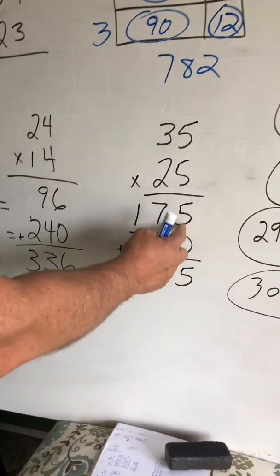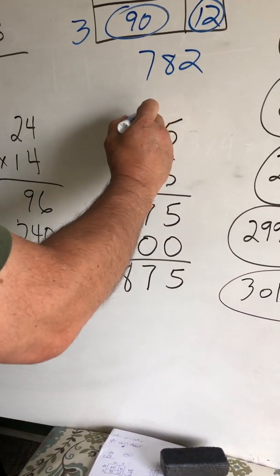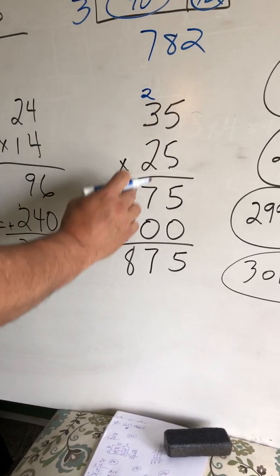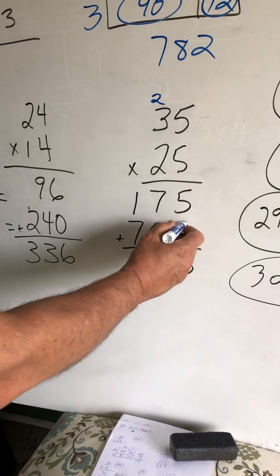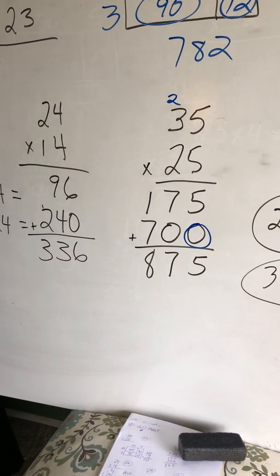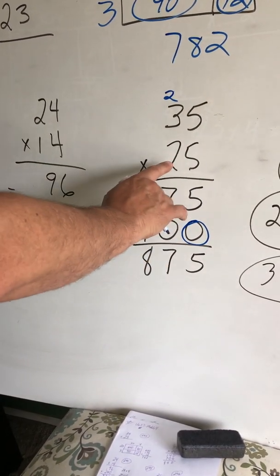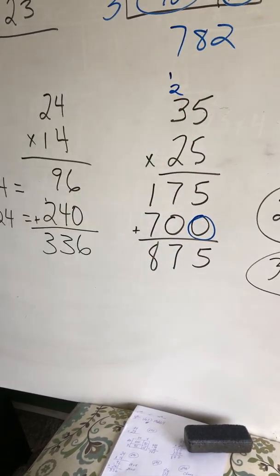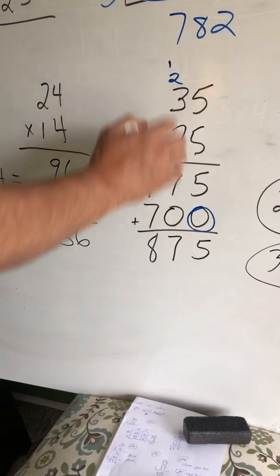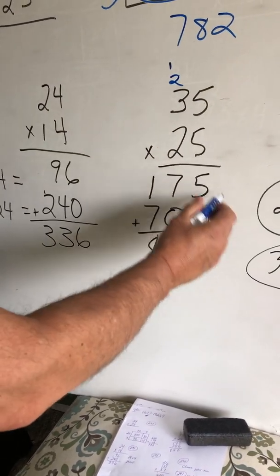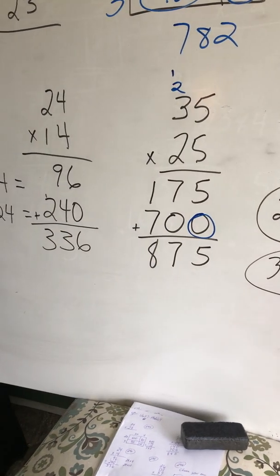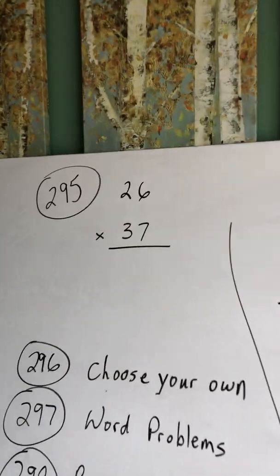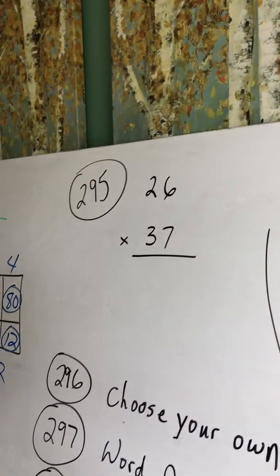So 5 times 5 is 25, and remember we regroup the 10 up here. And 5 times 3 is 15, plus 2 is 17. Don't forget, second layer, you got to start with that 0 because this 2 is in the tens place. Now you can just do 2 times 5 is 10. Regroup the 1. 2 times 3 is 6, plus 1 is 7. Now you got your partial products. You add them up, 875. Okay? And then you have a whole page of these to do on page 295.